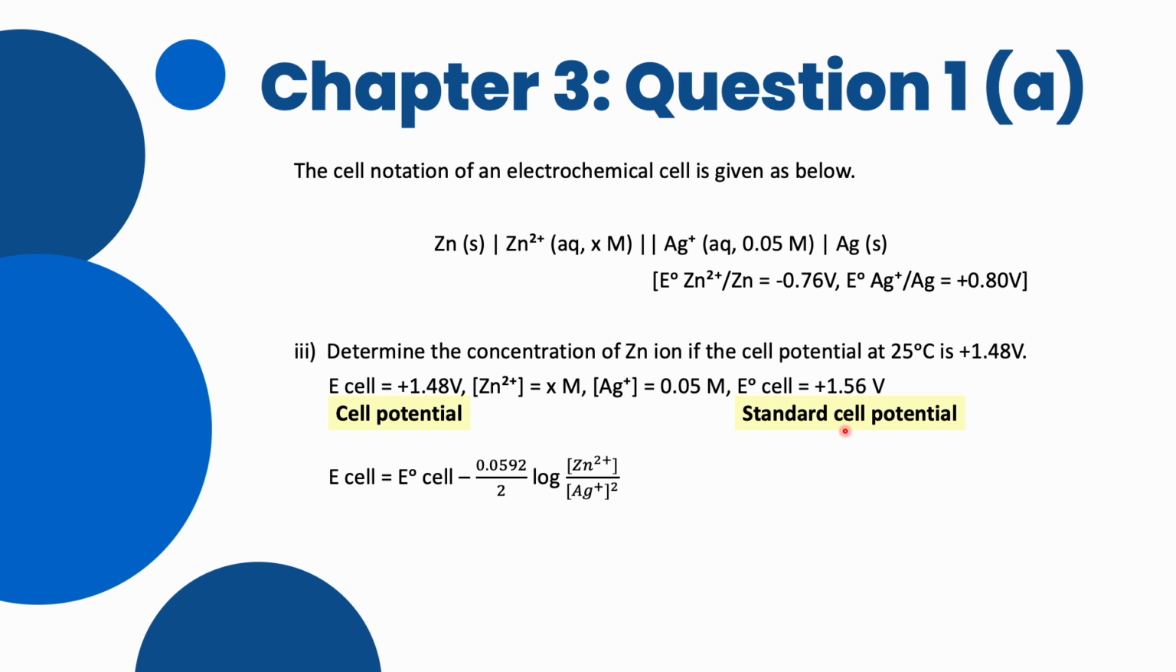Okay, so now we have to substitute all the values correctly into the formula. Hence, you will get the concentration of Zn2+ to be 1.26 molar. Okay, so that is the solution for question 3 Roman.